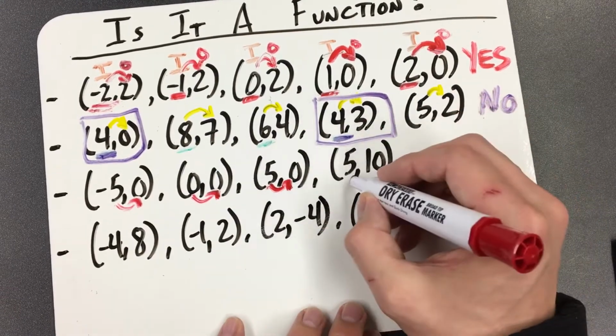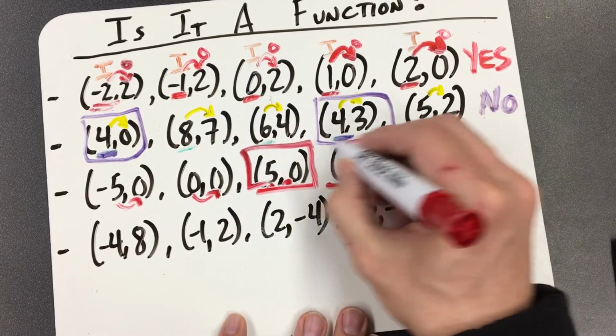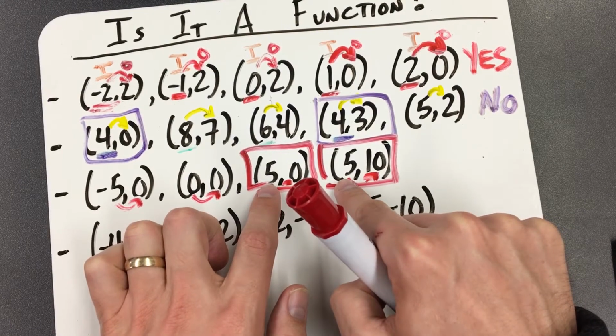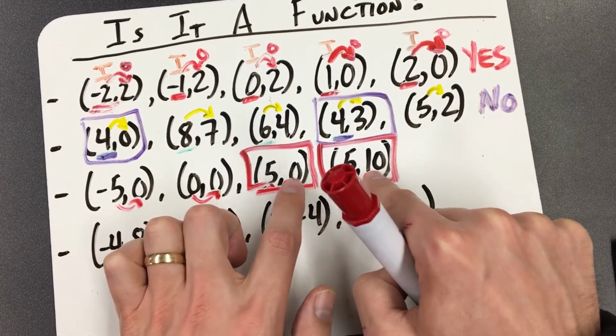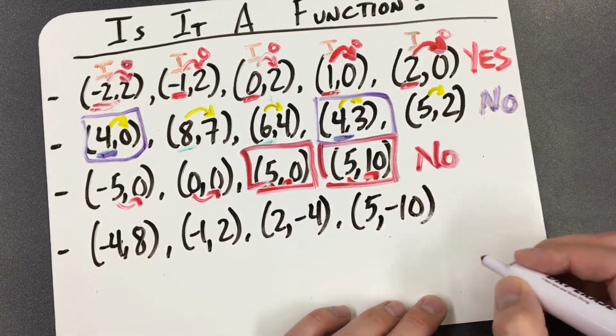And uh-oh, here's our problem. 5 pairs up with 10. So look what we have right here and right here. The number 5 in the input section, as the first number in the parentheses, has matched up with 2 different outputs, one time 0, one time 10. So this is not a function. No, that is not a function.